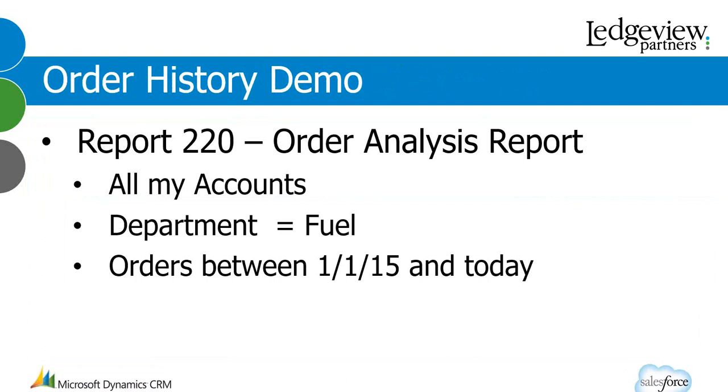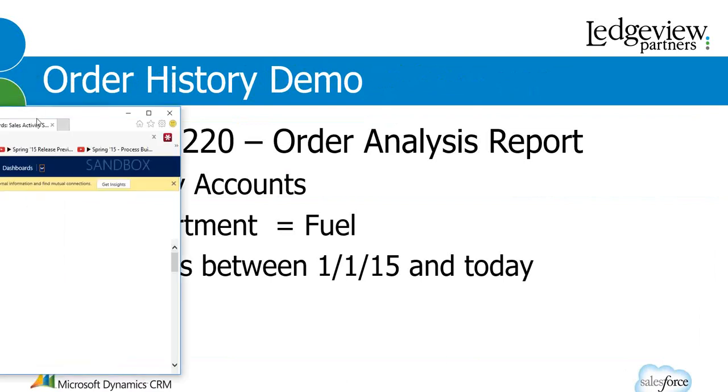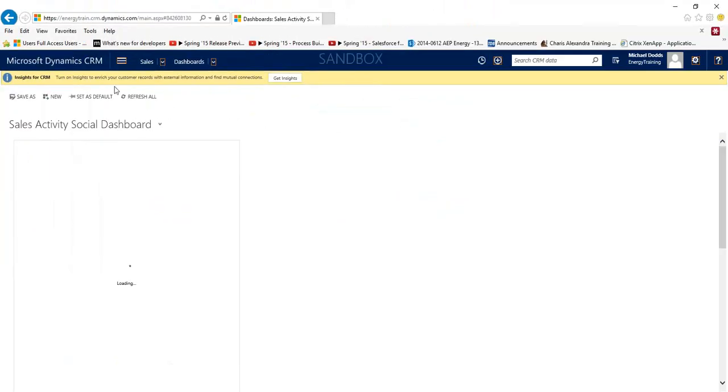So that's a lot of information that I've just thrown at you in the last 10 minutes here. I want to take a step back and we're going to go through a report. I'm going to go into report 220, which is our order analysis report. We're going to go at this from the look of a sales rep. We're going to look at all my active accounts in the specific department of fuel and orders that were placed between January 1st, 2015 and today. Without further ado, let's jump into CRM.